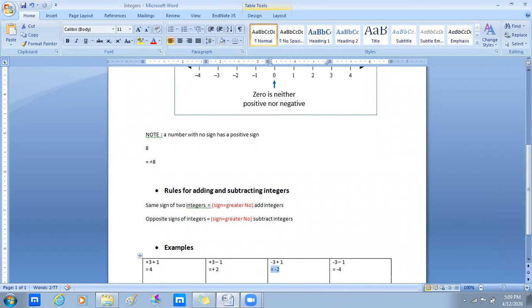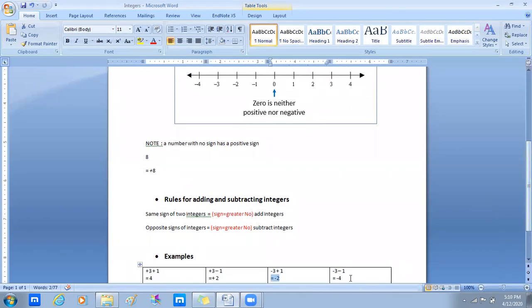Now move on to the last question, that is minus 3 minus 1. It means that we are on minus 3 right now and the minus sign indicates backward. And how many steps do we have to move backward? We have to move 1 step backward. If we are on minus 3 right now, we have to move 1 step backward. So when we move 1 step backward, our answer will be minus 4. Here the answer is minus 4.